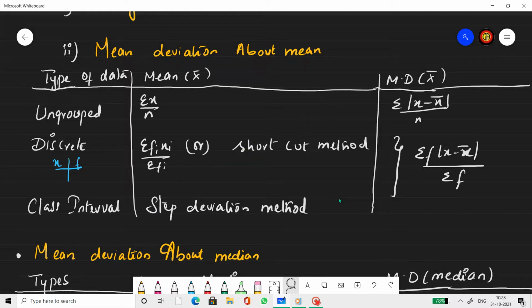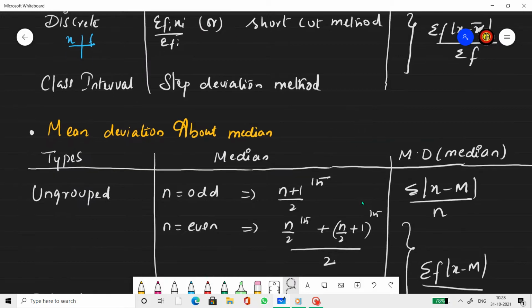For boards where calculators are allowed, step deviation and shortcut method don't make much difference, since with calculators you'll be able to handle it. But for boards where calculators are not allowed, I would insist you learn shortcut and step deviation properly, because that will help you in the longer run when you do standard deviation also. So let's move to mean deviation about median next.